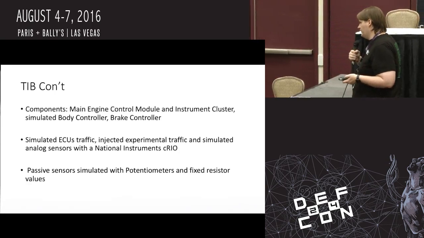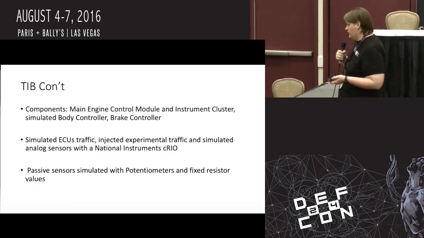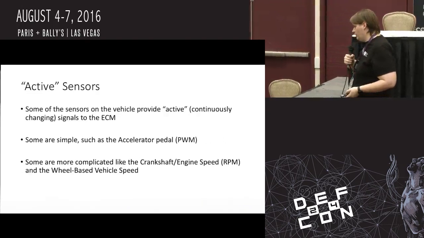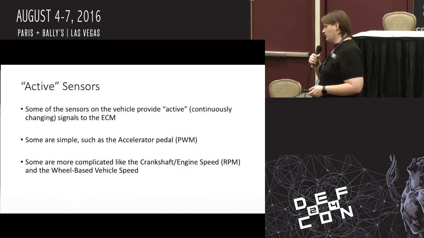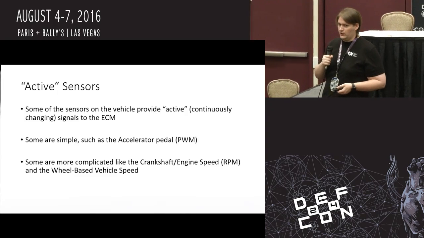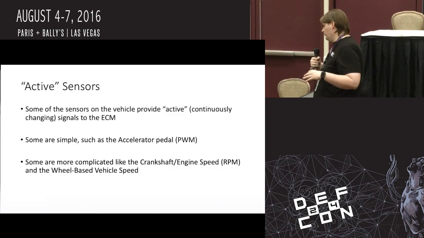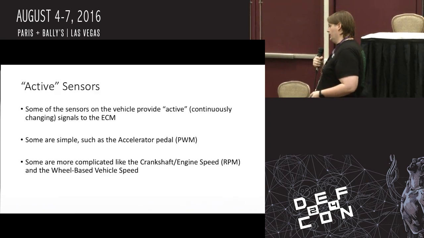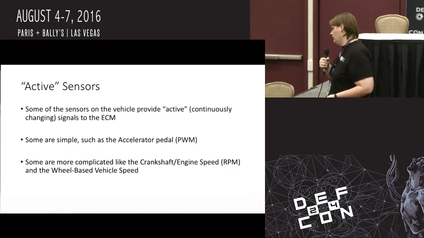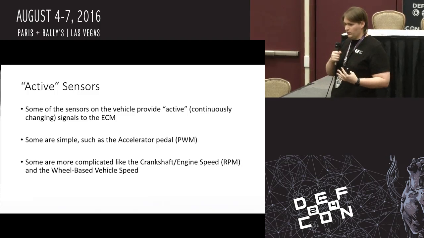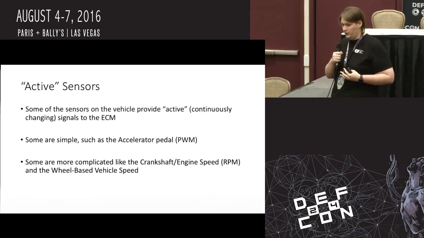We used a thing called the National Instruments cRIO to broadcast all of those simulated traffic messages. We also used that to simulate some of the more complicated analog sensors that I'll talk about in a second. Again, the passive sensors were done with potentiometers and resistors. There's a bunch of active sensors on the ECMs that don't work like a resistor. They change over time, so they're like a pulse width modulation or a sine wave, and the ECM does pulse counting to figure out what's going on. We had two sensors that the ECM was particularly frustrated that it could not see when we hooked up to it, and it refused to do anything until we solved those problems.